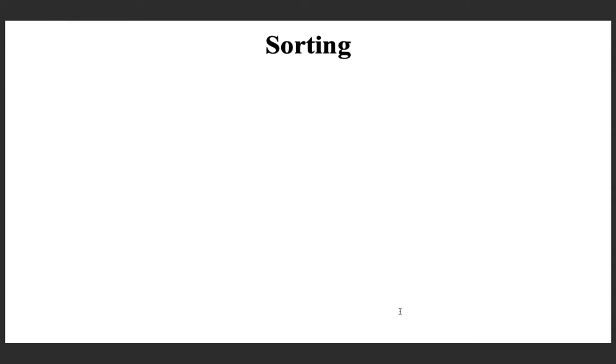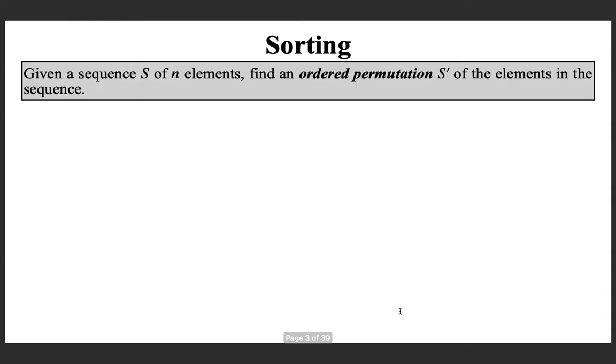What is sorting? Given a sequence S of n elements, find an ordered permutation S prime of the elements in the sequence. Formally, this is how we can define the sorting problem. Given a finite sequence of elements, find an ordered permutation, an arrangement which is ordered.